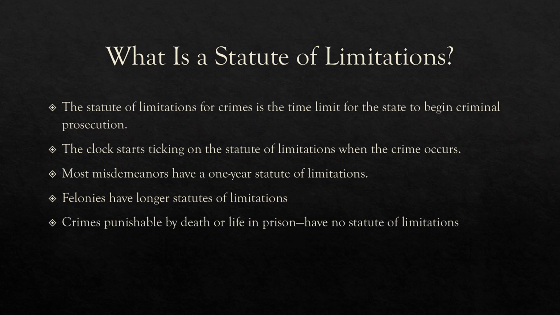Crimes punishable by death or life in prison have no statute of limitation. That's why you see many serial killers, serial rapists, and really any murder, there are cold cases, and there are detectives going after cases where people have been killed 20, 30, 40 years ago, and they eventually find the person that did it, and they will prosecute that person. So there is no statute of limitation for those two types of crimes. The other ones all vary, and for misdemeanors it is generally a year, and the clock starts ticking when the crime occurs.